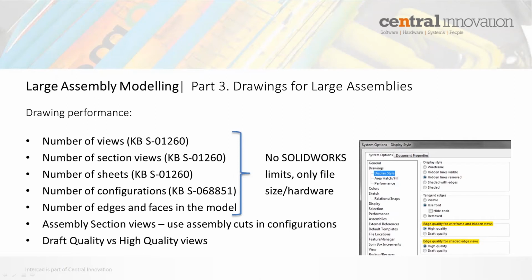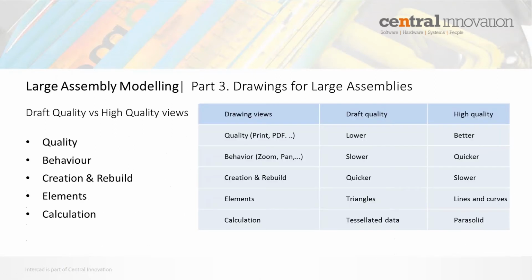Draft quality versus high quality. We'll have a bit more of an in-depth look at that on the next slide, so just switch to that one. Draft quality is obviously going to look worse on a drawing sheet, but it's going to load up faster. It's only referencing the tessellated shape or triangles that make up the overall shape, or the estimate of the body.